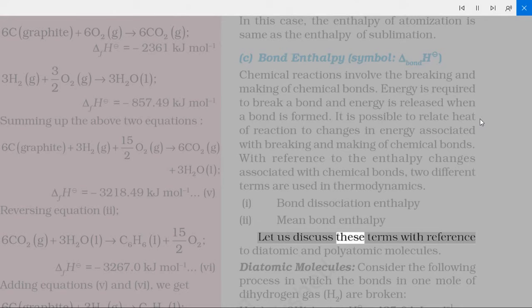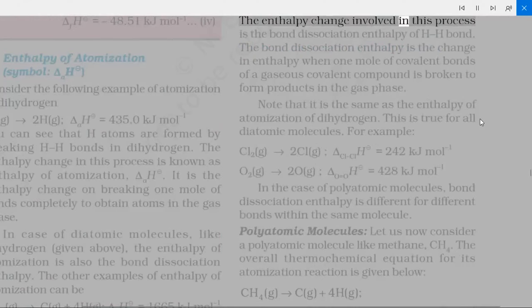Let us discuss these terms with reference to diatomic and polyatomic molecules. Diatomic molecules. Consider the following process in which the bonds in 1 mole of hydrogen gas, H2, are broken: H2(g) → 2H(g), ΔH = 435.0 kJ/mol. The enthalpy change involved in this process is the bond dissociation enthalpy of the H–H bond.